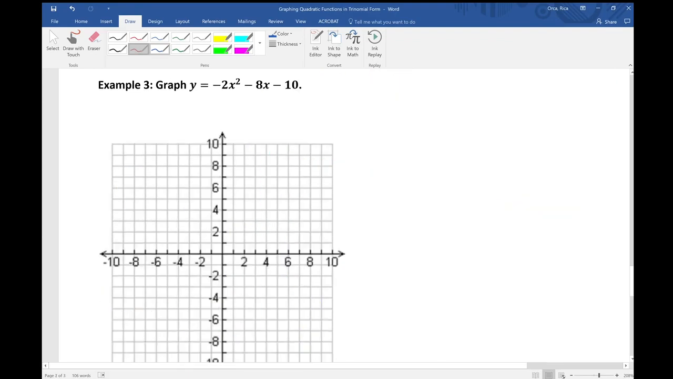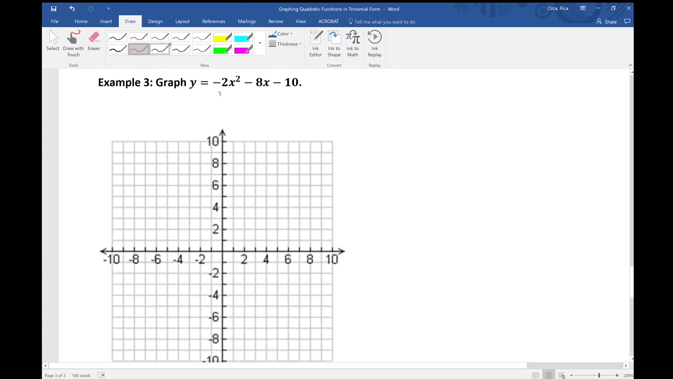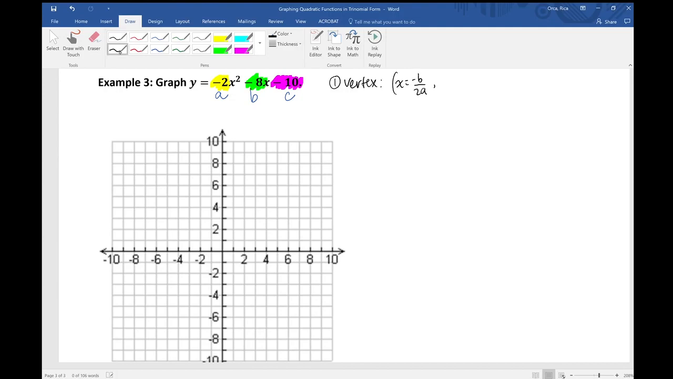Graph y equals -2x squared minus 8x minus 10. Start off by labeling A, B, and C. A is -2, B is -8, and C is -10. Include those negatives. Step number 1, let's find the vertex. And the formula is x equals -b over 2a, comma y equals f of x. Start off with the x coordinate.